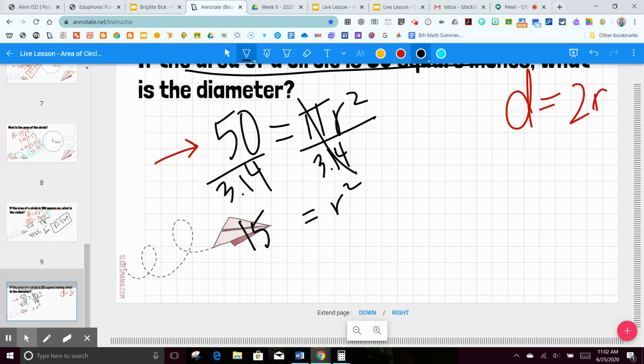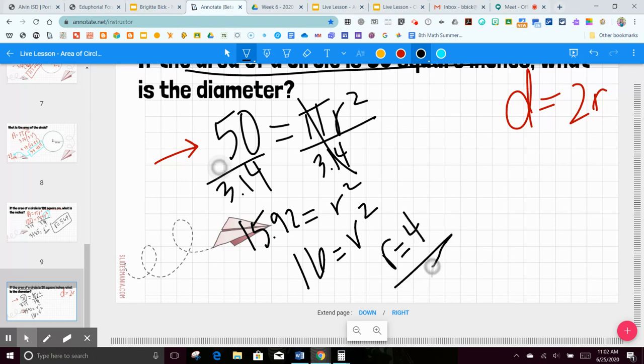But we need the square root of that, which, what is 15.92 really close to? 16. 16 happens to be a perfect square. So our radius equals 4.